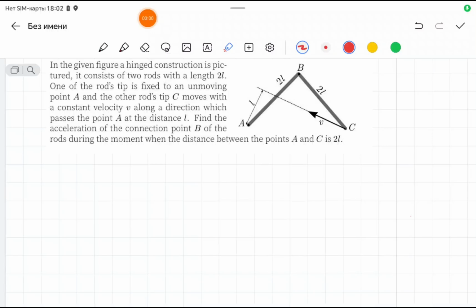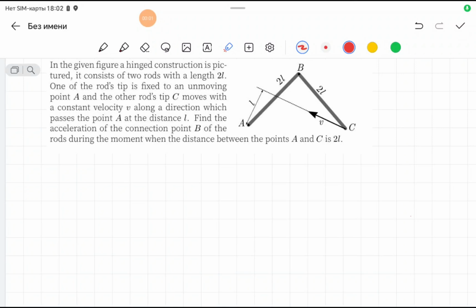In the given figure, a hinged construction is pictured. It consists of two rods with a length 2L. One of the rod's tip is fixed to a moving point A, and the other rod's tip C moves with a constant velocity v along a direction which passes the point A at the distance L.